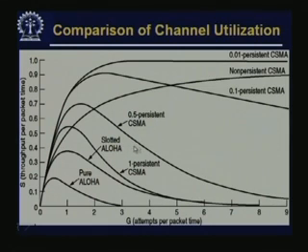As you can see, with non persistent or very low persistence CSMA, we get very high throughput even when the load is going up. When the load is going up, it is not falling down steeply like Aloha or slotted Aloha. So, this is the channel utilization by the various MAC protocols.